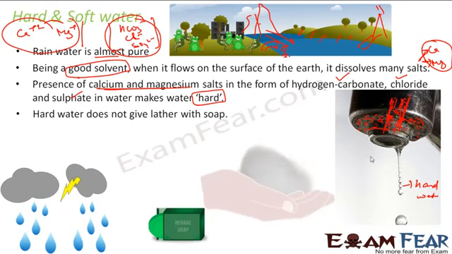Anyway, leave that. So how do we find out if the water is hard or soft? There is a very good test. Hard water will not give lather with soap. This is the lather you see with soap. If water is soft, you will get lather easily. You have the soap, you just rub your hands with some water, and you get lather. If there is no lather, the water is hard.